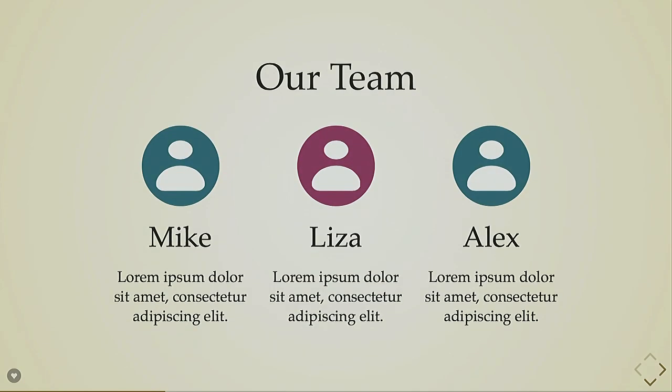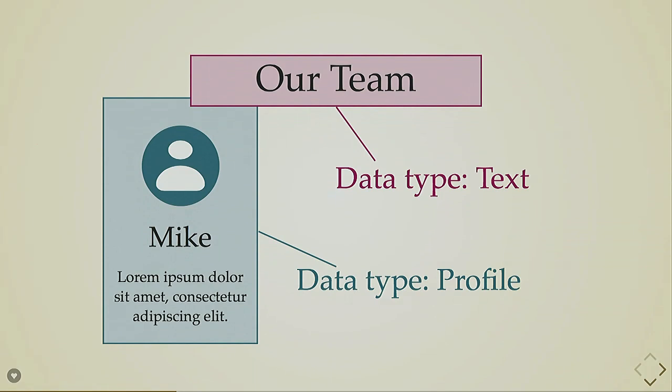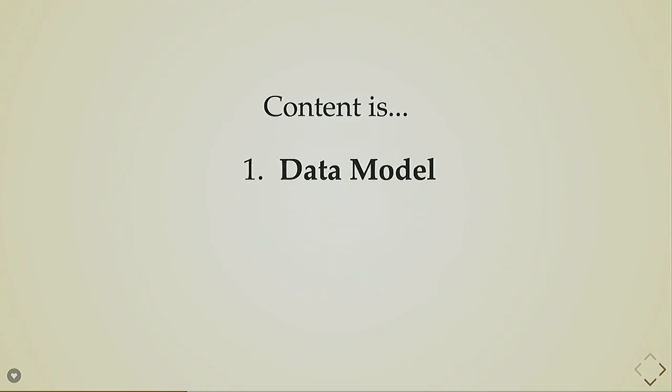Let's look at this pretty simple example. Let's say we have a simple page describing our team and representing our team members' profiles, like Mike, Lisa, and Alex. What we have here, at least, is a heading, which is a data type text, and we have a user profile, which is a data type profile. So first of all, content is some data model behind it. We have images, we have objects to be shown on our pages, and so on.